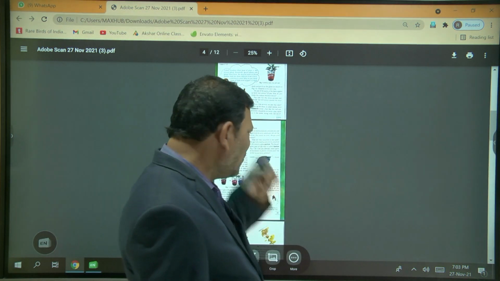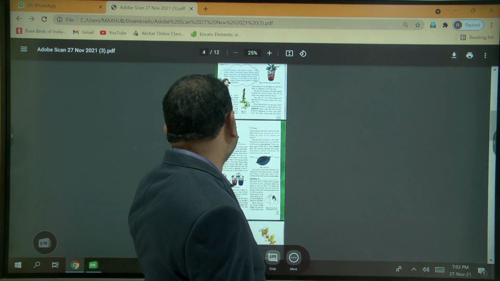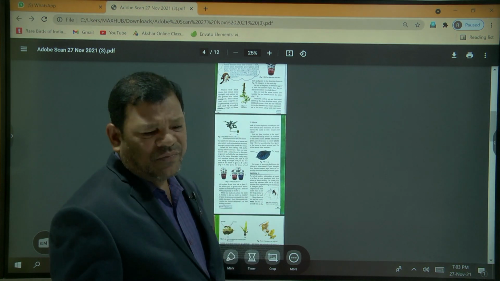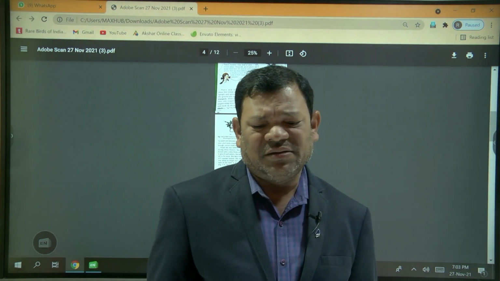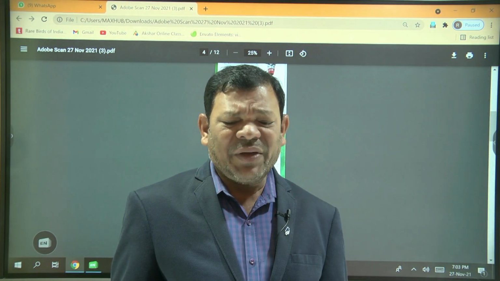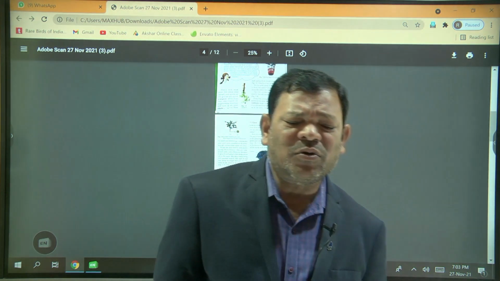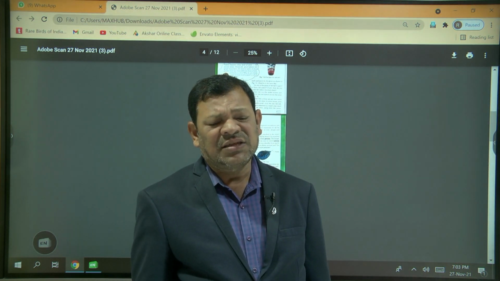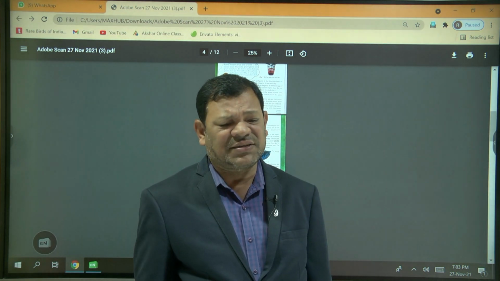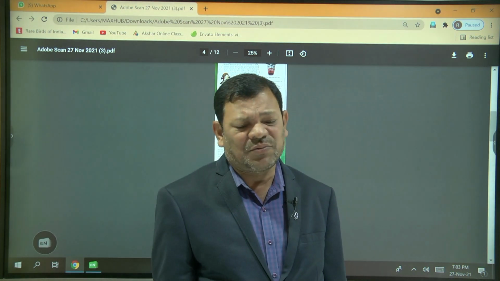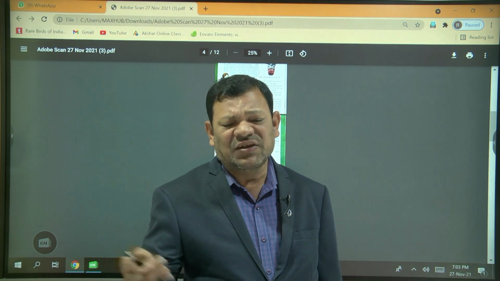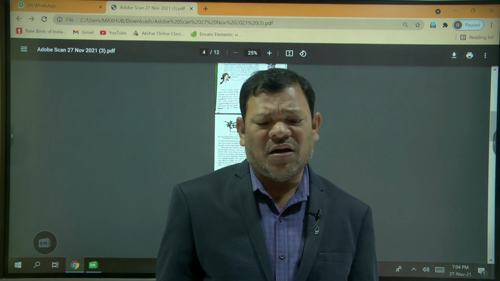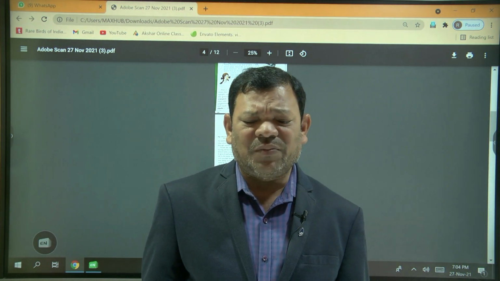Now, important point. What is the important point? Do you know very well, leaf is the kitchen of the plant. Leaf is the food preparing part. Leaf is the important part of the plant. If there is no leaf, there is no photosynthesis. There is no leaf, there is no food for us. There is no leaf, there is no food for the plant. There is no leaf, there is no food for other organisms. So that's why leaf is a very important organ. Leaf is the kitchen of the plant.